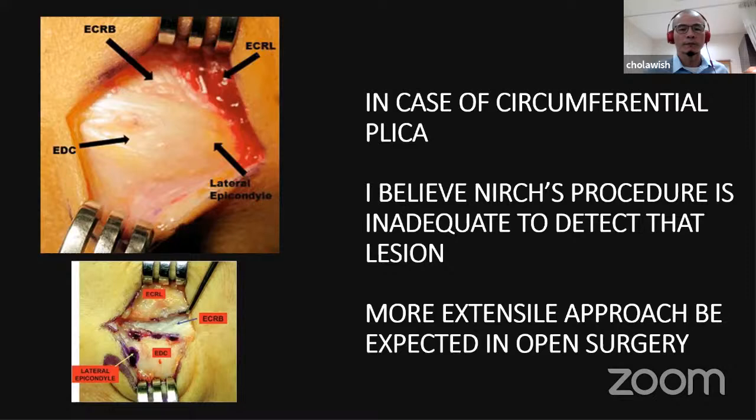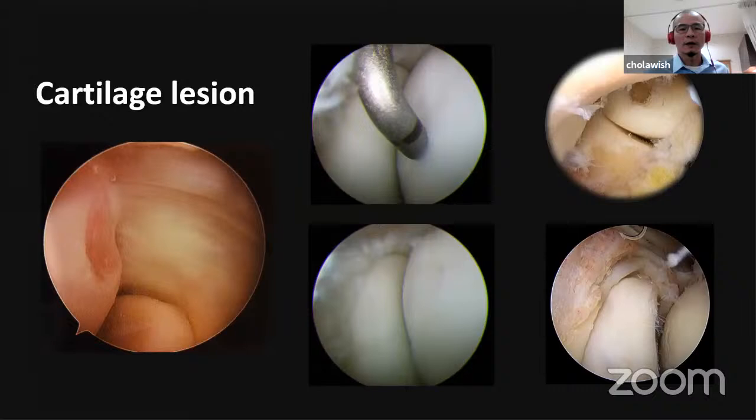Another cause of recalcitrant tendinitis is a cartilage lesion. In the left picture, you can see the cartilage lesion in the capitulum, OCD, either stable or unstable type, and also cartilage lesions in the lateral radial head facet, or even in the rim of the radial head.